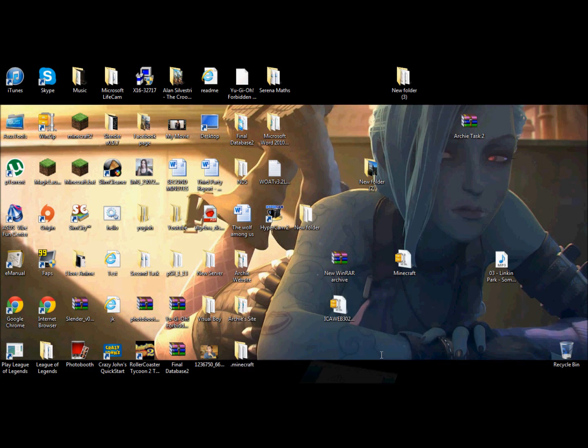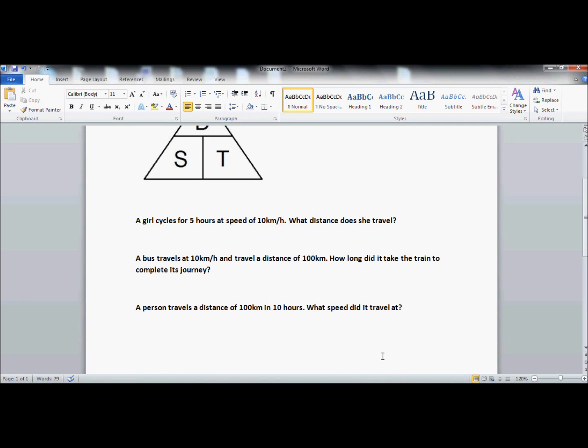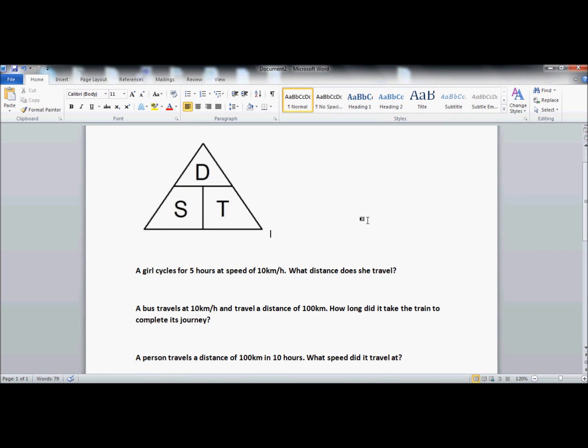Alright, here we go. We're going to first do the speed, distance, time questions. I'll give you three examples: one figuring out the speed, one figuring out the distance, and one figuring out the time, with speed, distance, and time as the unknown values.